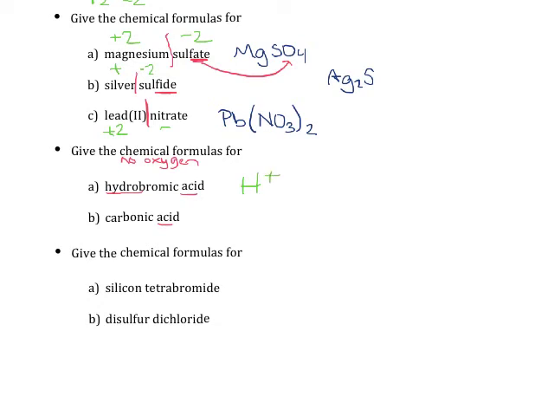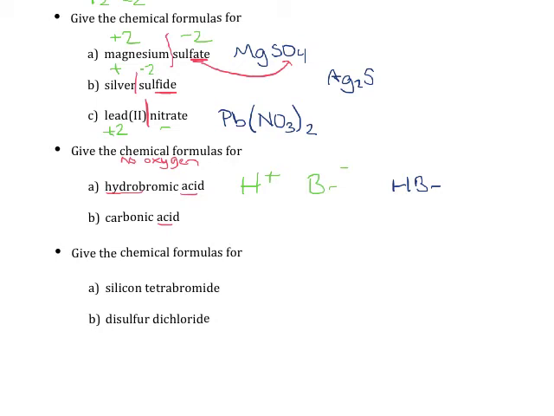Bromic comes from bromine, and if I look on the periodic table, bromine is in group 7A. It's a halogen, so it's got a charge of -1. Those charges will cancel: +1 on the hydrogen, -1 on the bromine, so hydrobromic acid has the formula HBr. Again, no oxygen there.